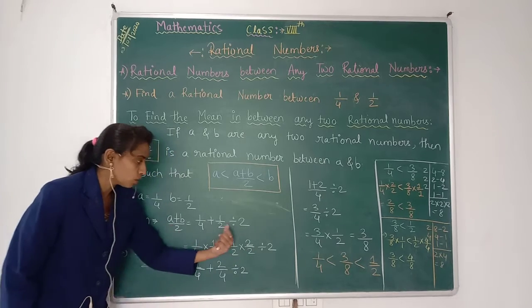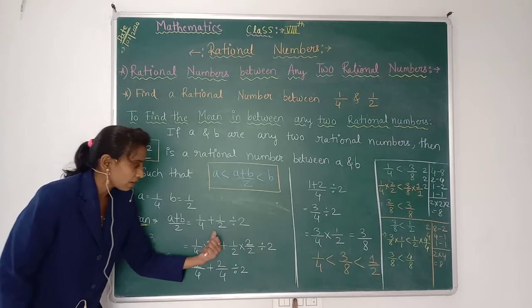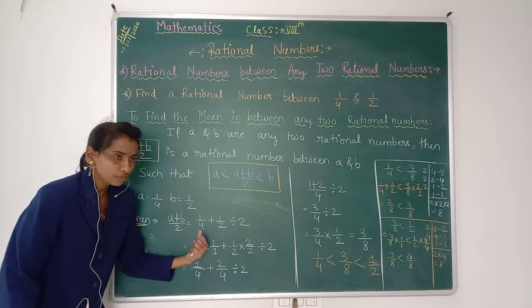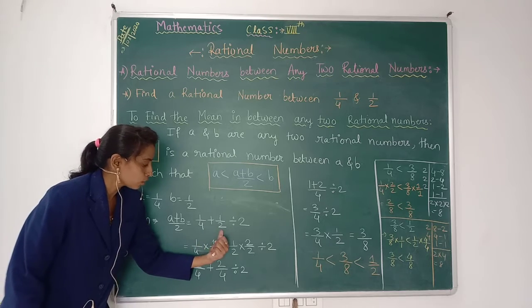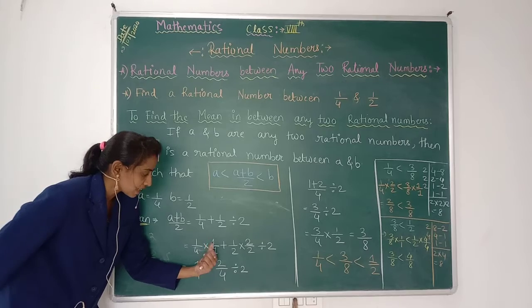I am writing only this symbol here, divided by 2. So here we have different denominators, we have to make the LCM. So the LCM of 4 and 2 becomes 4 only. So how much are we multiplying for 4?